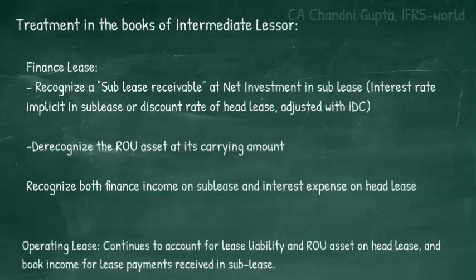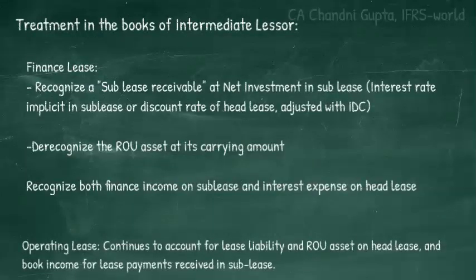So when the sublease has been classified as a finance lease, the intermediate lessor will recognize a sublease receivable at the net investment in the sublease using the interest rate implicit in the sublease, or he can use the discount rate of the head lease adjusted with the initial direct cost. And correspondingly, he will de-recognize the ROU asset at its carrying amount. Any difference between these two goes to P&L. And subsequently, he recognizes both the finance income of the sublease and the interest expense on the head lease.